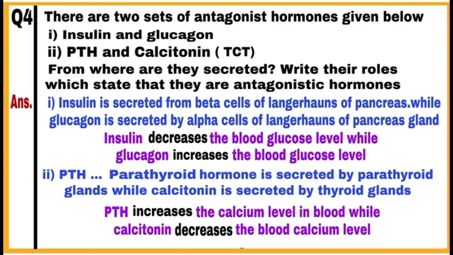Now see the second set of hormones PTH and TCT. PTH is secreted by parathyroid glands and TCT is secreted by thyroid glands. PTH increases the calcium level in the blood. It is hypercalcemic hormone, while TCT decreases the calcium level in the blood. It is hypocalcemic hormone.